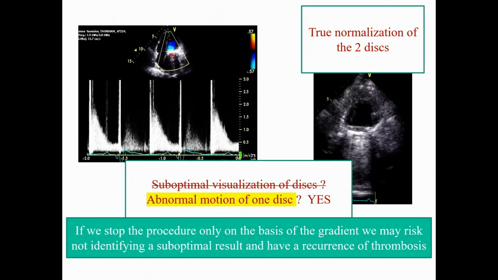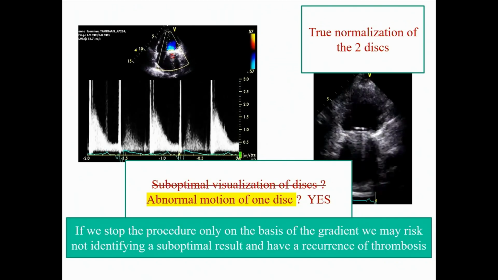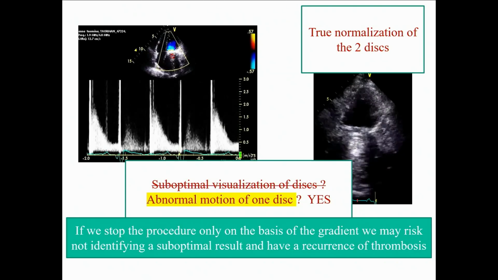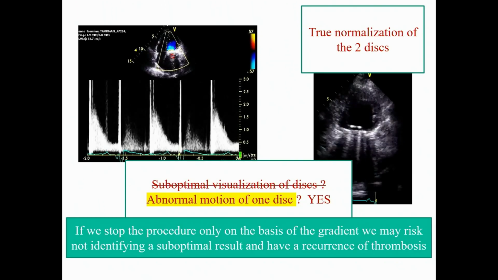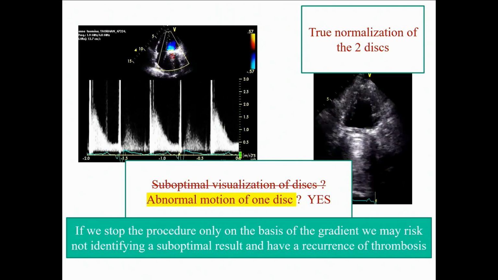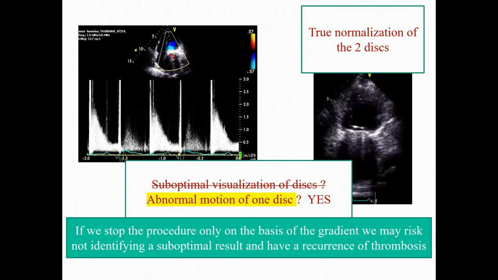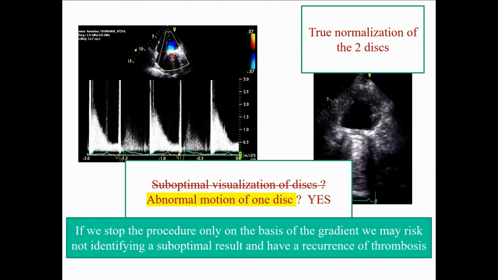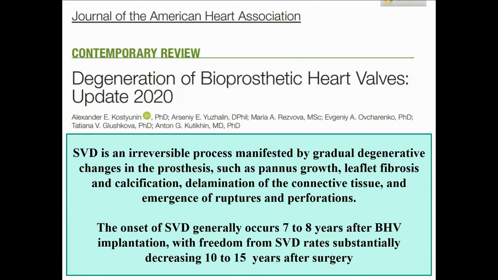So why is this so important? Because if we stop the procedure only on the basis of the gradient, we may risk not identifying suboptimal results and have a recurrence of thrombosis. So we need both the disc motion and the gradient.